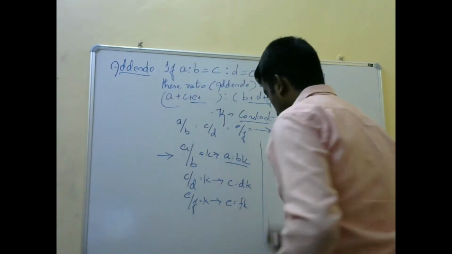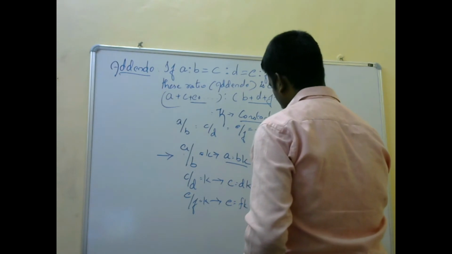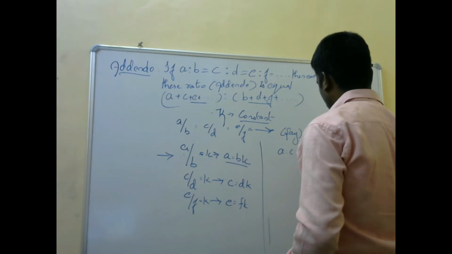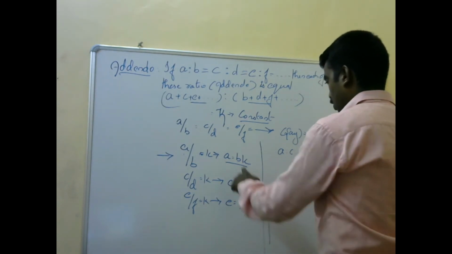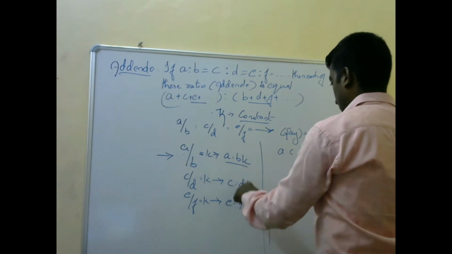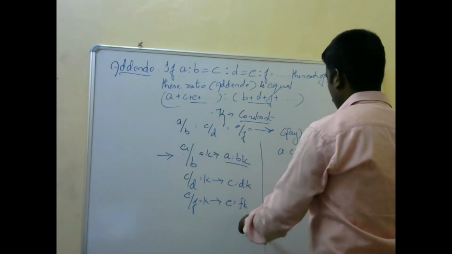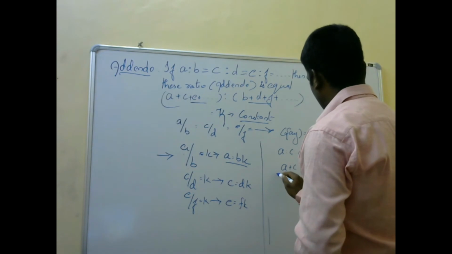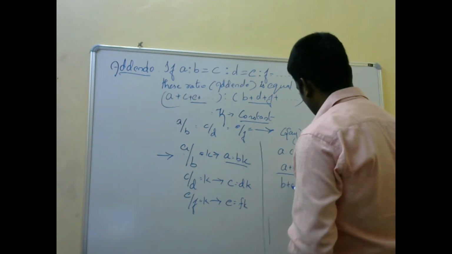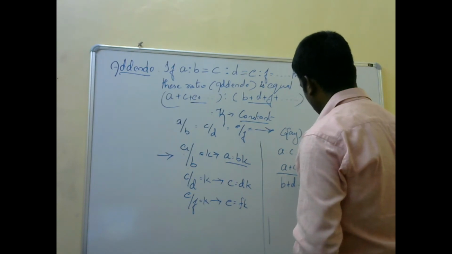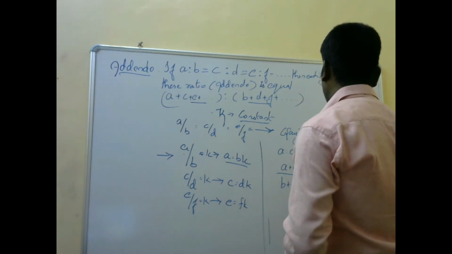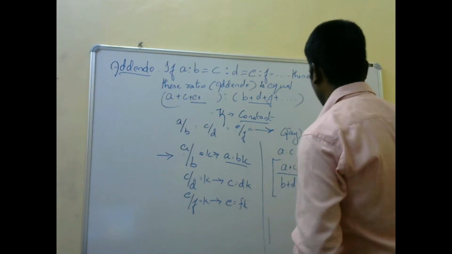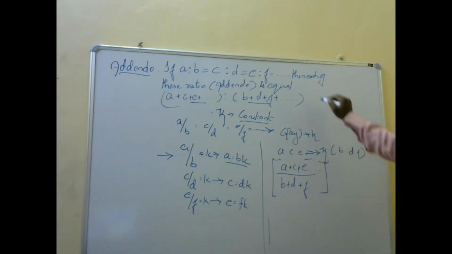So how do you do this? A plus C plus E is equal to K of (B plus D plus F). You can write this as A plus C plus E divided by B plus D plus F, and so on. Can you find it? Solve this.